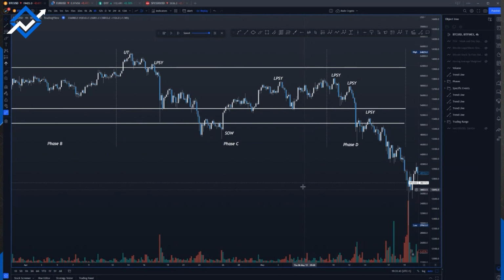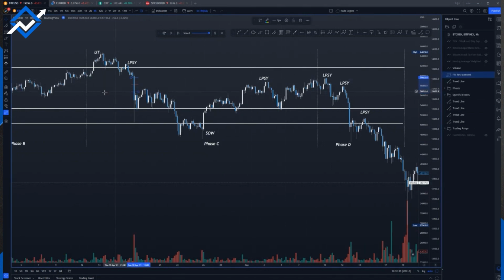So during phase C, we can see that there are multiple last points of supply. These were reacting off this imbalance here. So this is where supply was a lot stronger. So this particular candle, if we mark off this fair value gap, we'll be able to see how smart money, aka the composite man, was once again absorbing demand, and they were closing their longs and increasing their short position. And we can see that very, very clearly around this fair value gap.